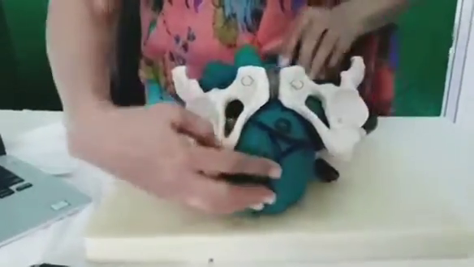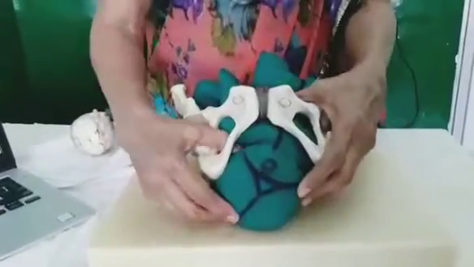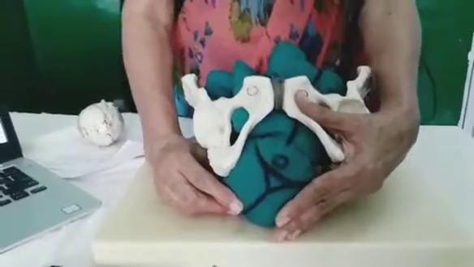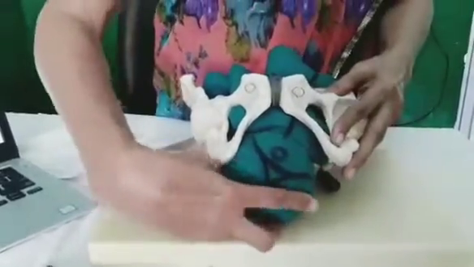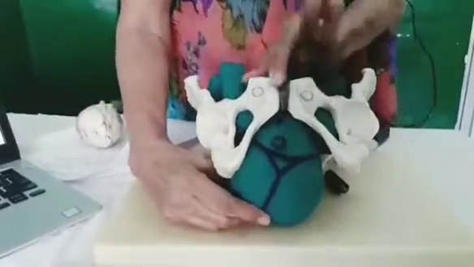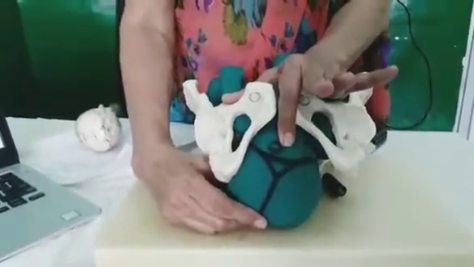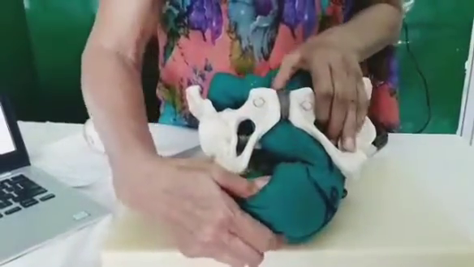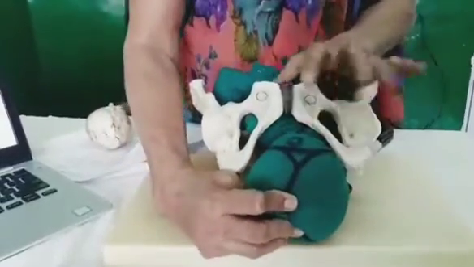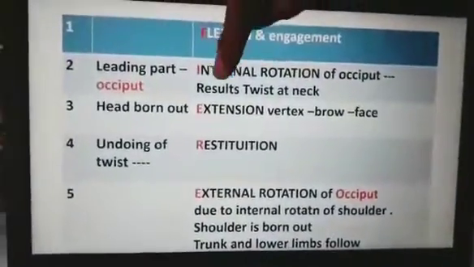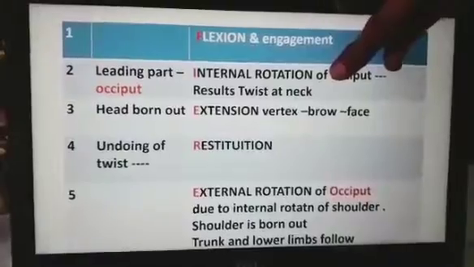Whatever part of the occiput is at a lower level will touch the pelvic floor and get rotated. Thus, with the internal rotation, the occiput, here is the occipital bone, comes below the pubic symphysis. Understood? With this, there is a twist at the neck. Head was like this. Now with this, there is a twist at the neck. Understood? So here I have written, internal rotation results in the twist at the neck.